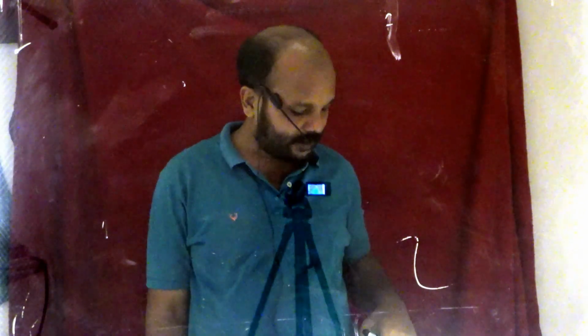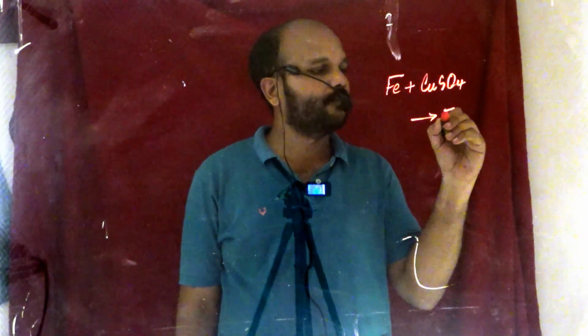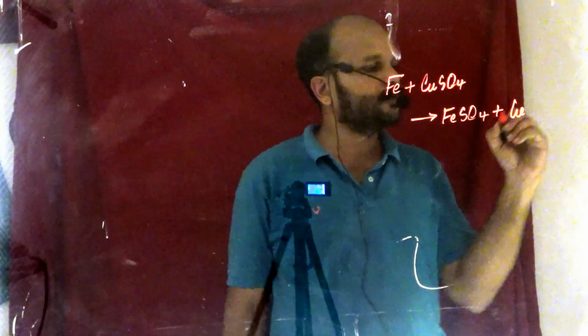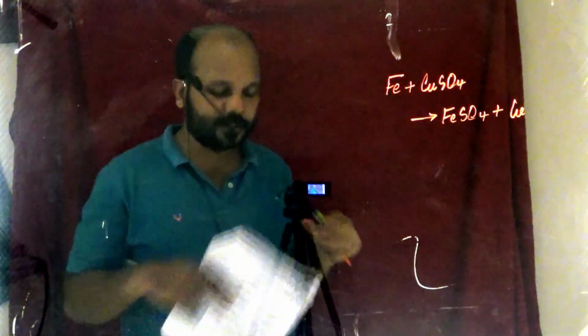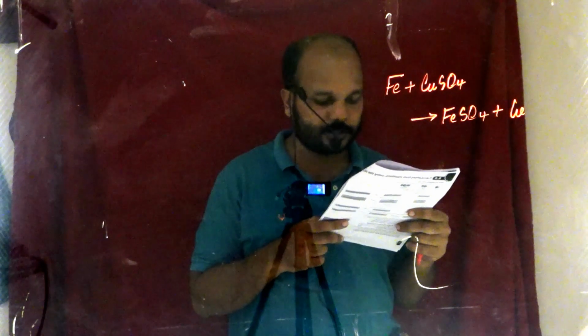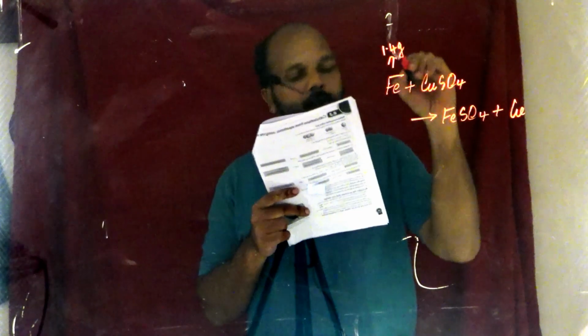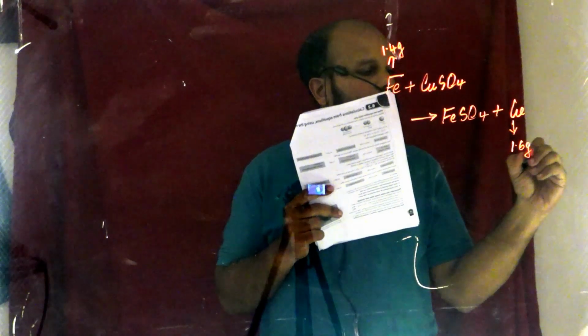See, for instance, let it be iron. So one of the questions is given to you. It is actually iron. It reacts with copper sulfate. So it is supposed to form FeSO4 plus Cu. Okay, so for this reaction, according to the question, it is 1.4 gram of iron. It reacts with copper sulfate to form 1.6 gram of copper.